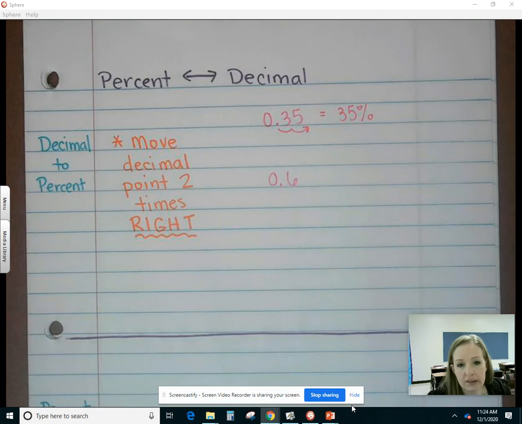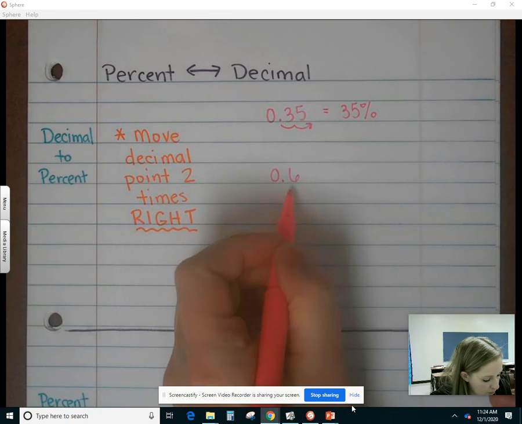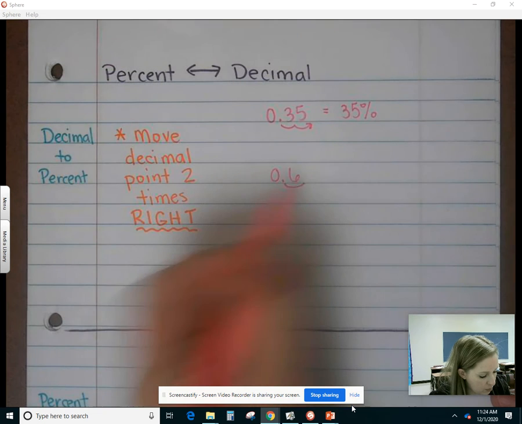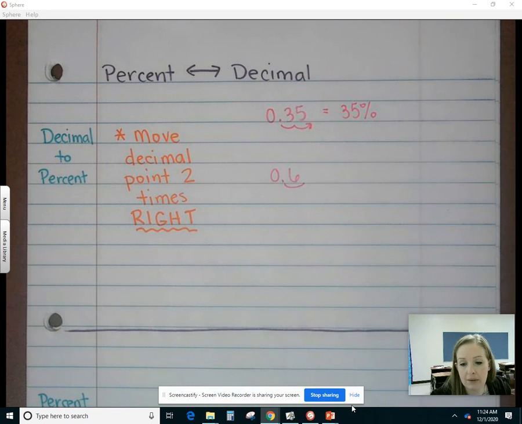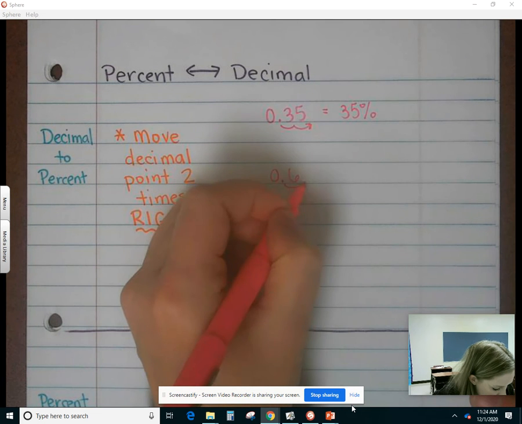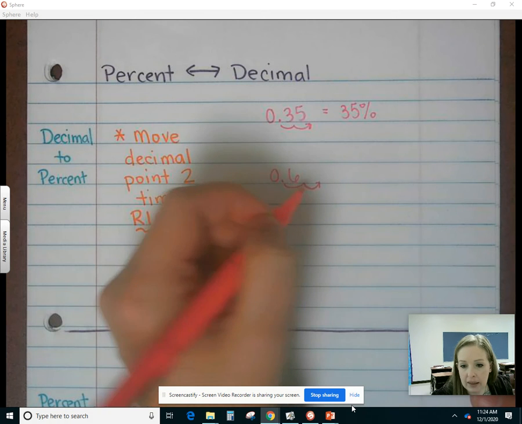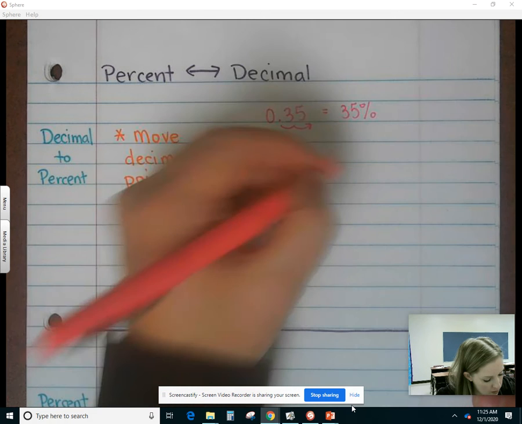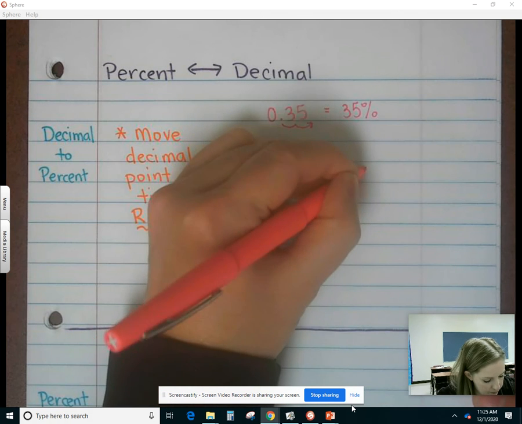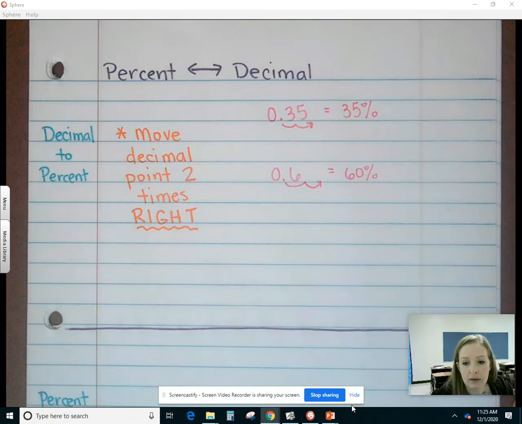If I had 0.6, some people only want to move the decimal point 1 time, but remember we have to move it 2 times, even if there's only one number. So I would still move it another time. And anytime we have a blank like that, we have to fill in a 0. So that means that would be 60%.